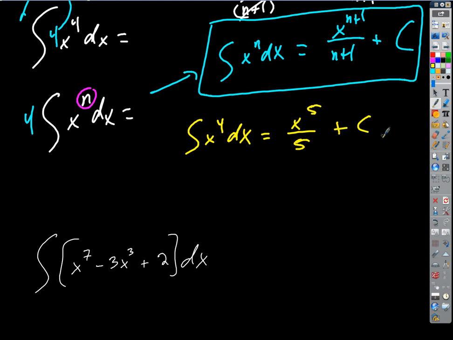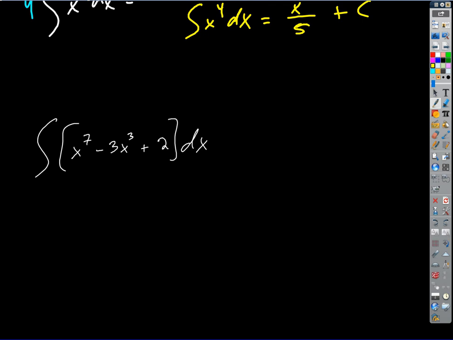Okay, so what happens if I want to integrate something that's got multiple terms in it, each of which has an exponent? What do you think you do? We're going to apply that rule, but the important thing is that just like with derivatives, when I had a whole bunch of terms, didn't we just differentiate term by term? Doesn't it make sense that this is the inverse process of that? So I ought to be able to do the inverse of that process term by term as well.